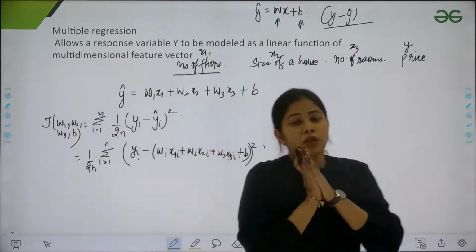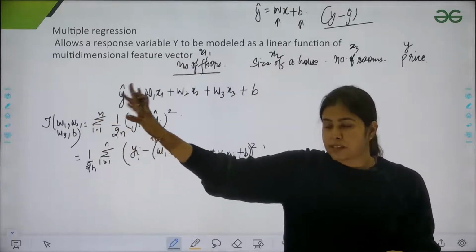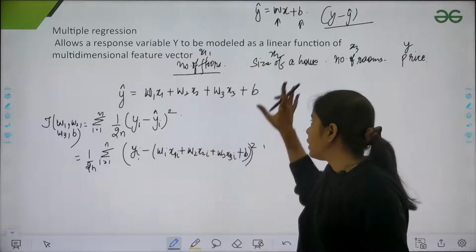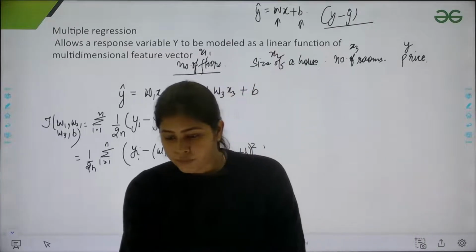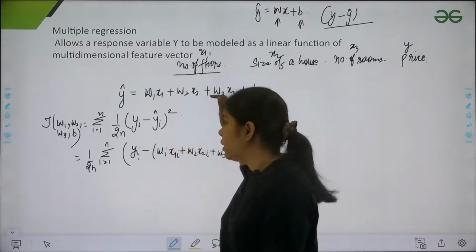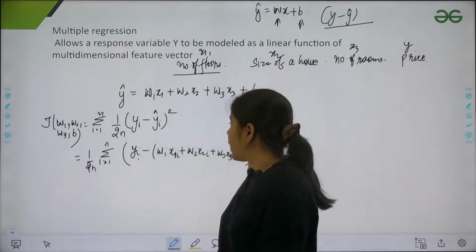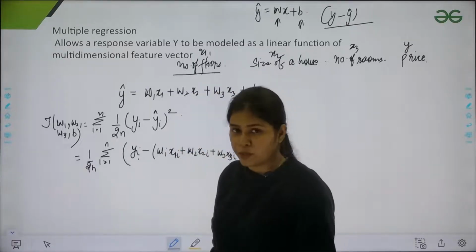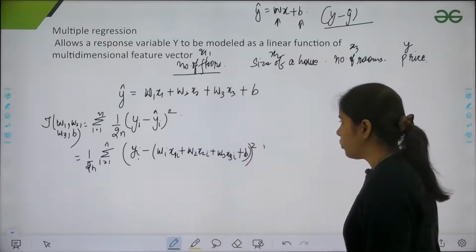Instead of finding the two variables which I had to find previously, when I have one feature, I have to find only two values. Here I have to find four values because I have three input features, right? But this is getting complex. So what would I do?